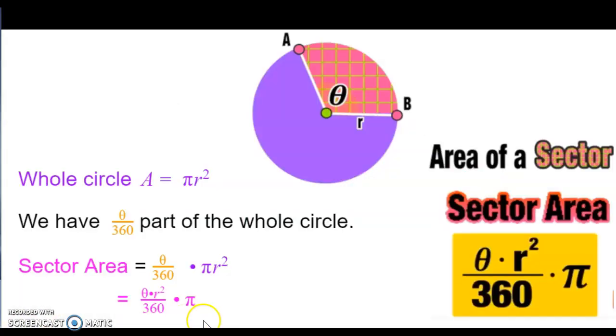Let's also look at the sector area formula they talked about. How did they get that? Well, whole circle area is pi r squared, and of that whole circle, we have theta over 360, part of the whole circle. We're really talking about a portion of it. So the sector area is going to be theta divided by 360 times pi r squared. So that simplifies to theta times r squared divided by 360 degree multiplied by pi.